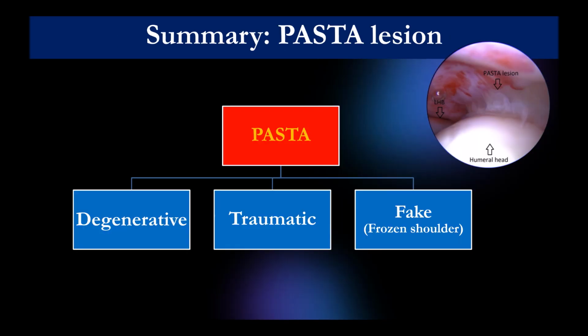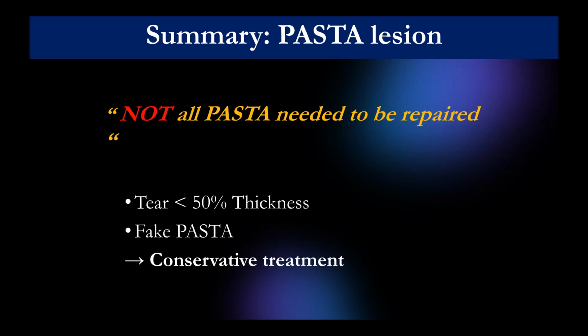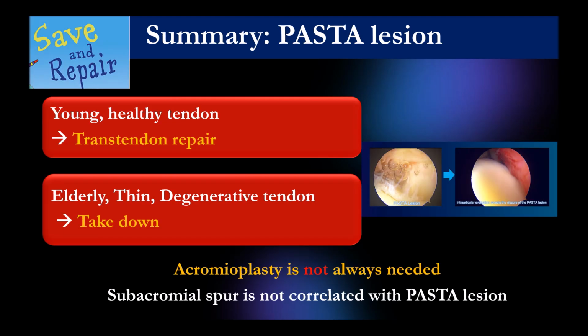So this is a summary for the PASTA. You think about whether it is a real PASTA or a fake PASTA. Is it frozen shoulder with a fake PASTA? Then you don't need to do anything. For the traumatic or the young, we try to save the rotator cuff with transtendon repair. In the elderly patient, we take down the cuff and repair it. So this is the way we do PASTA repair.